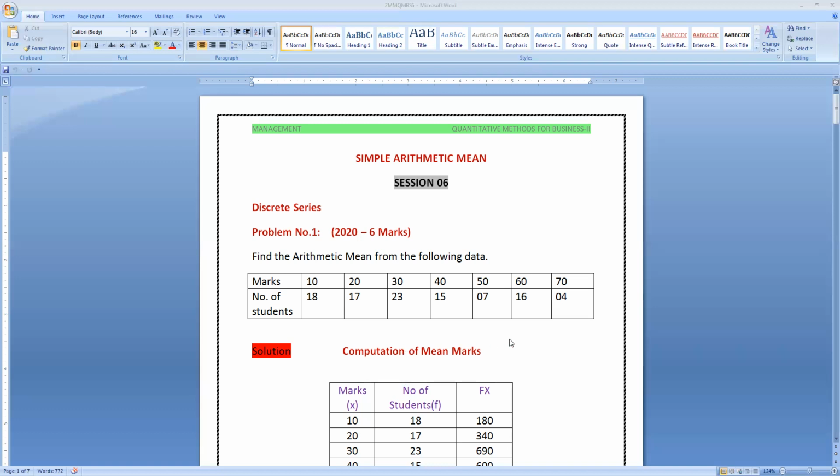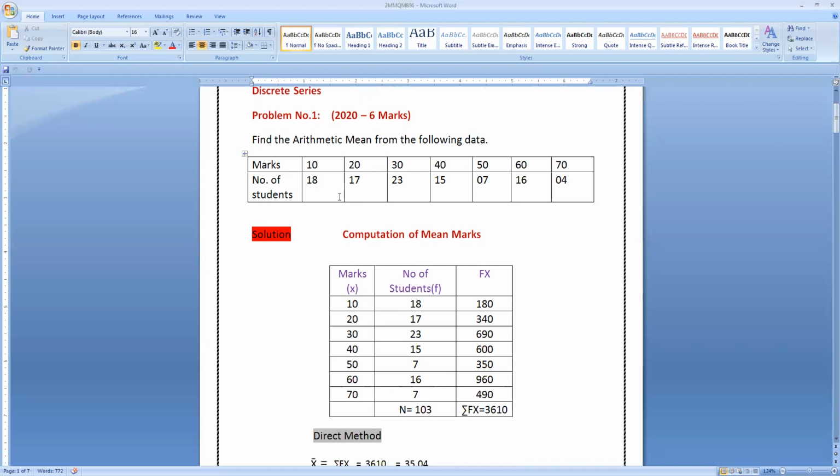Let us see one of the questions given in 2020 for 6 marks in BBA. Find the arithmetic mean from the following data. Here they have given marks of the students: 10, 20, 30, 40, 50, 60, 70. And the number of students: 18 students scored 10 marks, 17 students scored 20 marks, 23 students scored 30, 15 students scored 40, 7 students scored 50, 16 students scored 60, and 4 students scored 70.